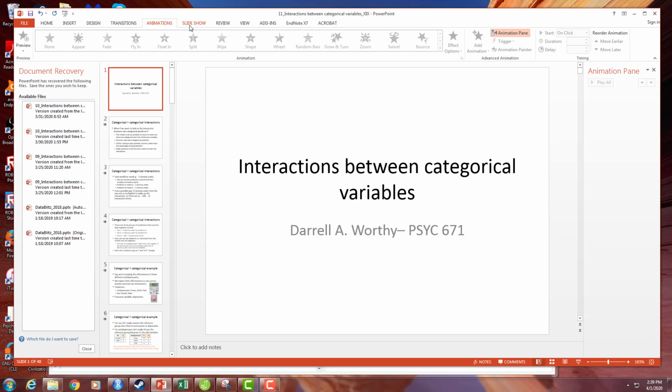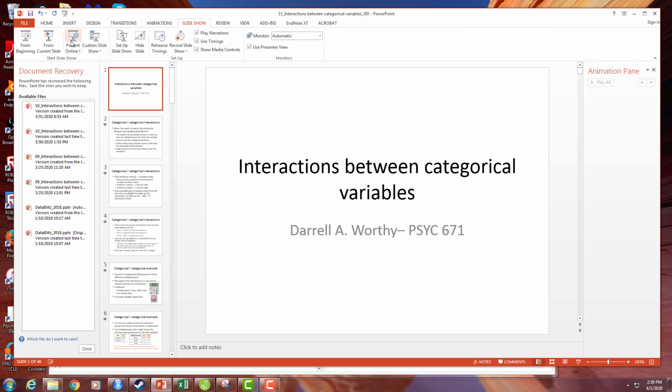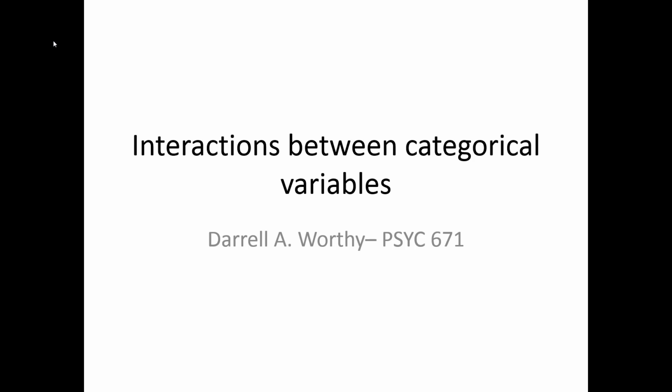So this one should be a little bit shorter. This is wrapping up our discussion about interactions. Today we're going to talk about interactions between categorical variables. Just to cut to the chase, usually when you just have categorical variables, you just do an ANOVA. If you took Psych 607 or another stats course that focuses on things like ANOVA with categorical variables, you're probably already familiar with this.